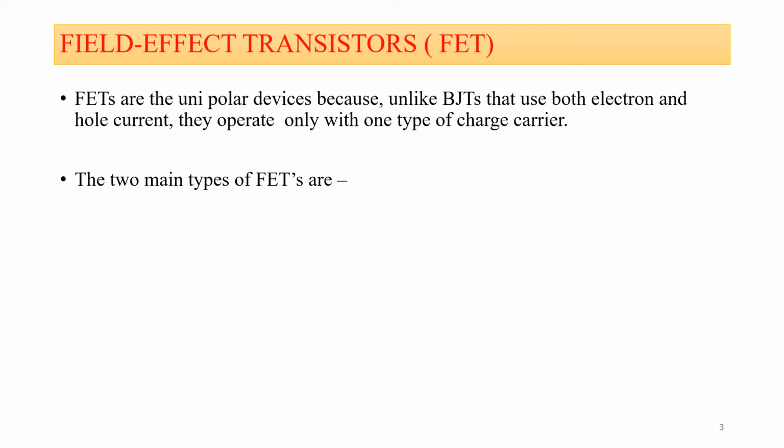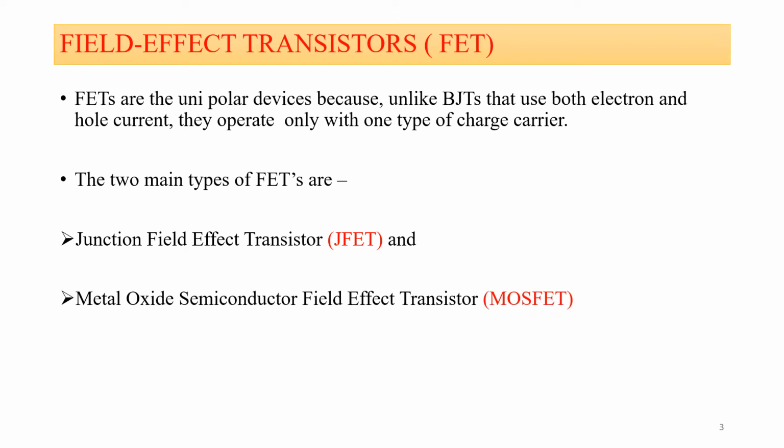Now there are mainly two types of FETs. First one is a junction field effect transistor, that is JFET, and the second one is metal oxide semiconductor field effect transistor, that is MOSFET. Means MOSFET stands for the metal oxide semiconductor field effect transistor.